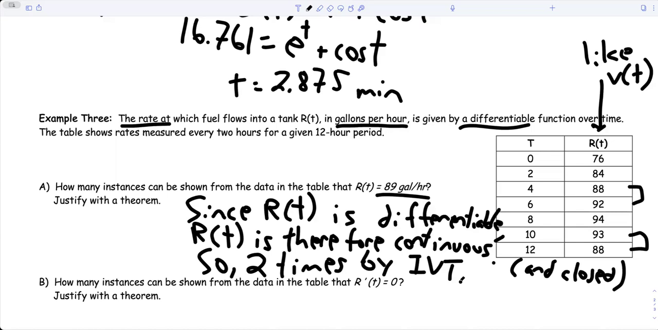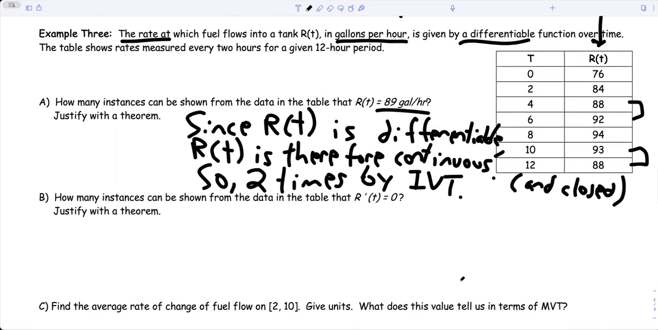Part B says, how many instances can be shown from the data in the table that R prime of t equals 0? Justify with a theorem. So what is this? This is IROC, right? So what are they asking? IROC is equal to 0. Okay, so they give me IROC. IROC is 0. They want to know how many times that it's equal to 0.